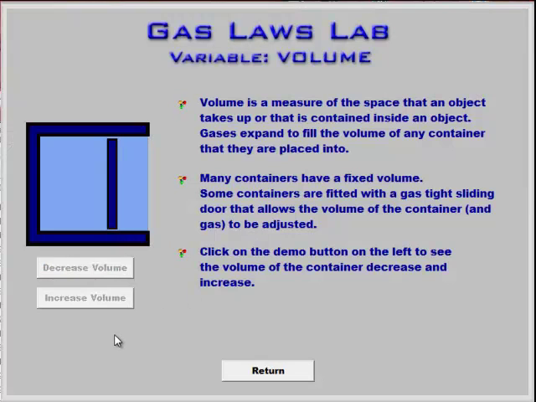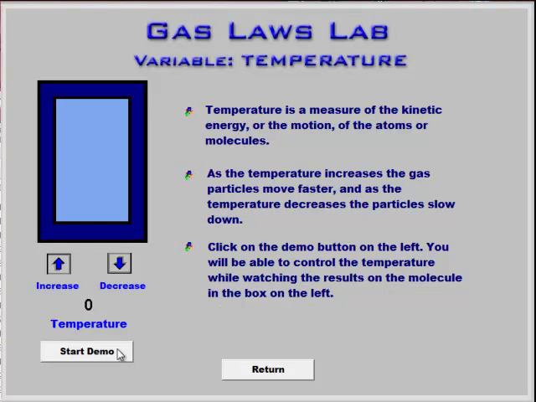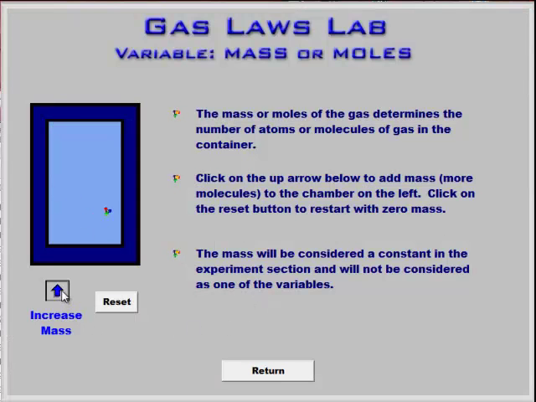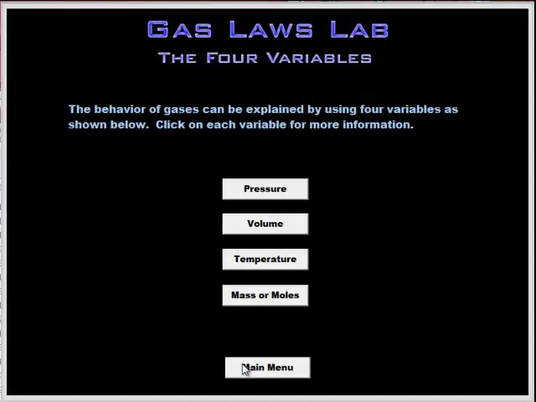Volume, of course, we can change the volume of the container in a number of different ways. Temperature, if we increase the temperature, the molecule moves more quickly. And if we decrease the temperature, it moves more slowly. And of course, if we add mass, we're basically adding more atoms and more molecules. So it's a very simple discussion of exactly what these four variables mean.